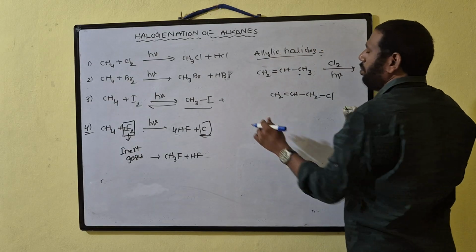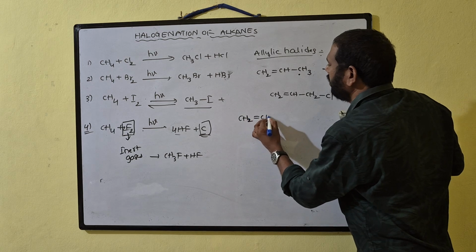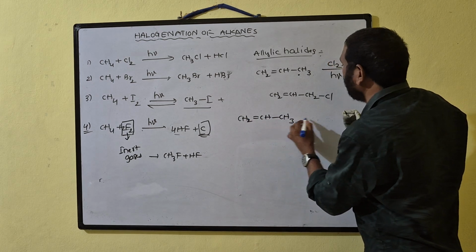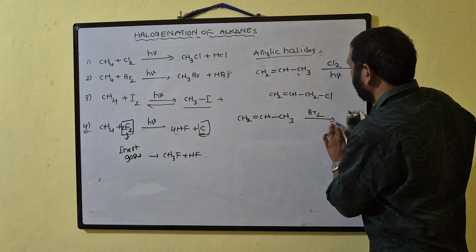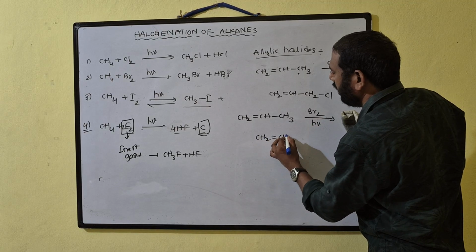For example, I want to prepare allylic bromide. CH2=CH-CH3, when treated with bromine in presence of sunlight, we can get CH2=CH-CH2Br.